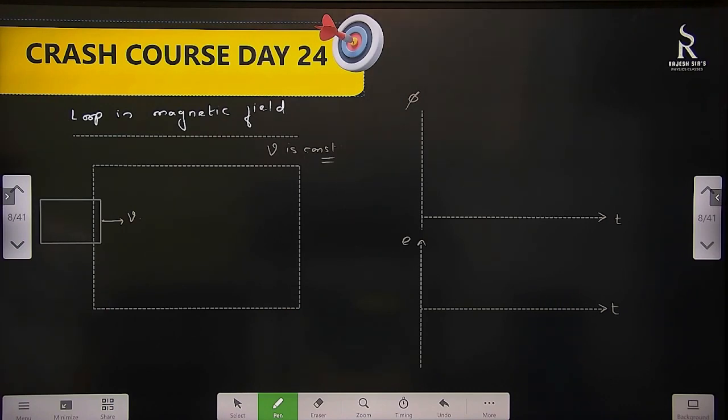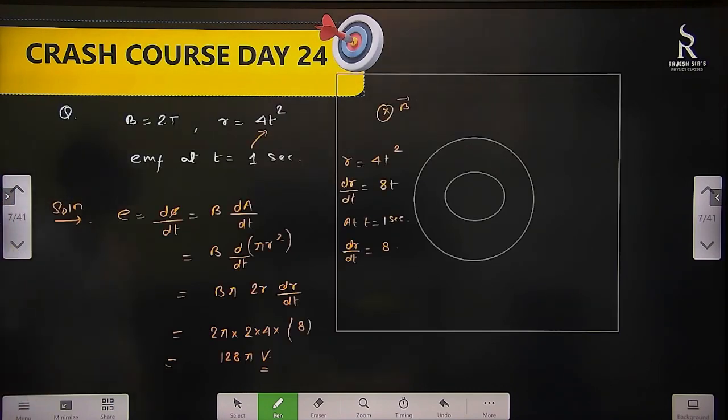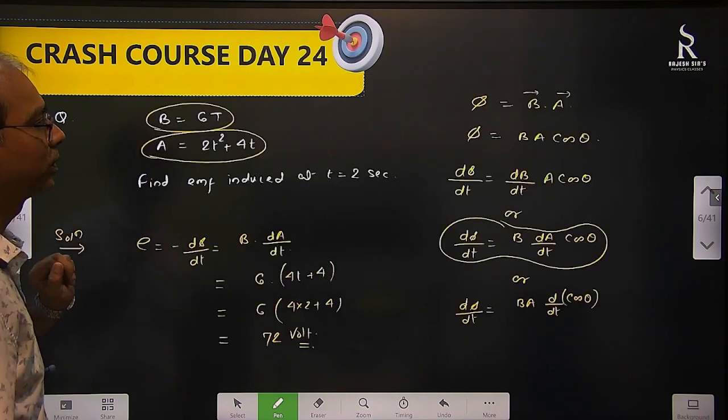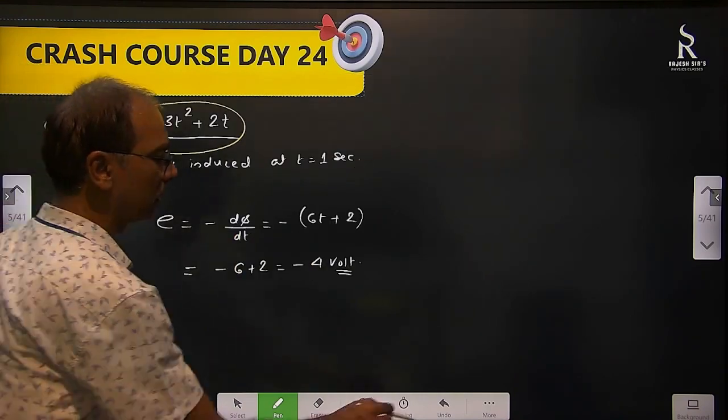Loop in magnetic field. Okay. Before that, we'll solve a few more questions on that one. What questions do you want to solve? See.